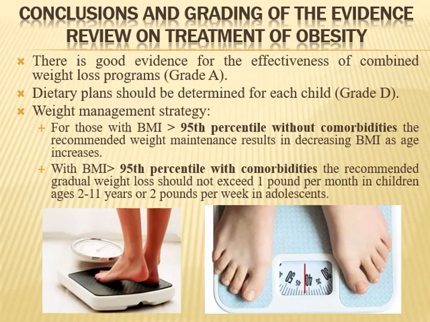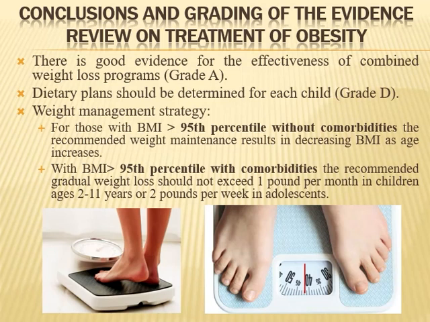There is good evidence for the effectiveness of combined weight loss programs that included behavior change counseling, negative energy balance through diet, and increased physical activity in addressing obesity in children older than age 6 years with a BMI above the 95th percentile and no comorbidities. Dietary plans should be determined for each child based on baseline body size, energy requirements for growth, and physical activity level. No studies defining an appropriate rate for weight loss in any age group were identified.